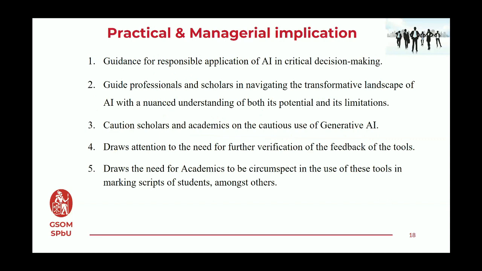And the practical implication or contribution of this research will be that it sort of guides us in the way we use the tool. It's cautioning scholars on the way it's used. It's drawing our attention to further verify the feedback we get from the tool. And we should know that it's limited to a time span. So this is really cautioning academics. I know some scholars that use this to mark scripts of students. So imagine you shoving students' answers into something like this and not taking your time to verify. We can see the implications and the harm it can cause to future generations.